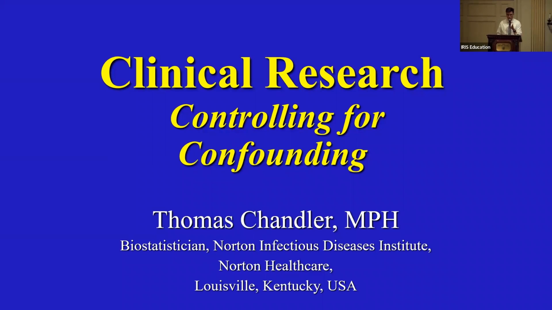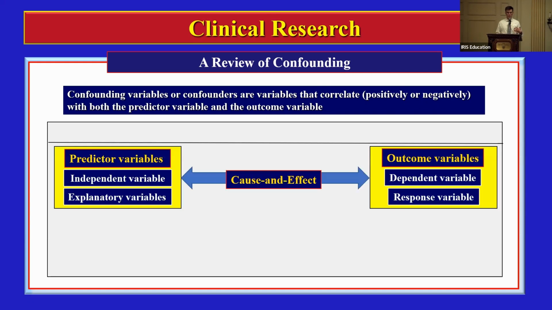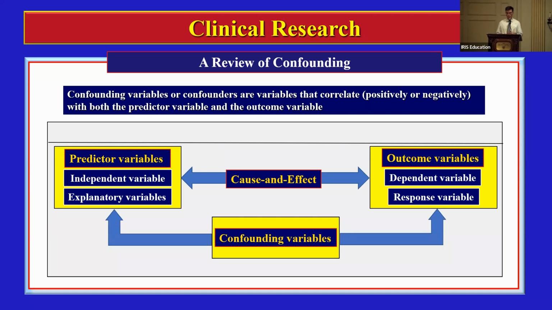Our next topic of discussion is going to be controlling for confounding in clinical research. So to start off, let's reintroduce the idea of a confounding variable. Remember that our goal is to understand this cause and effect relationship between our predictor and outcome. But sometimes there are going to be confounding variables which are associated with both our predictor and our outcome. So what this does is it makes understanding that predictor outcome relationship more difficult.